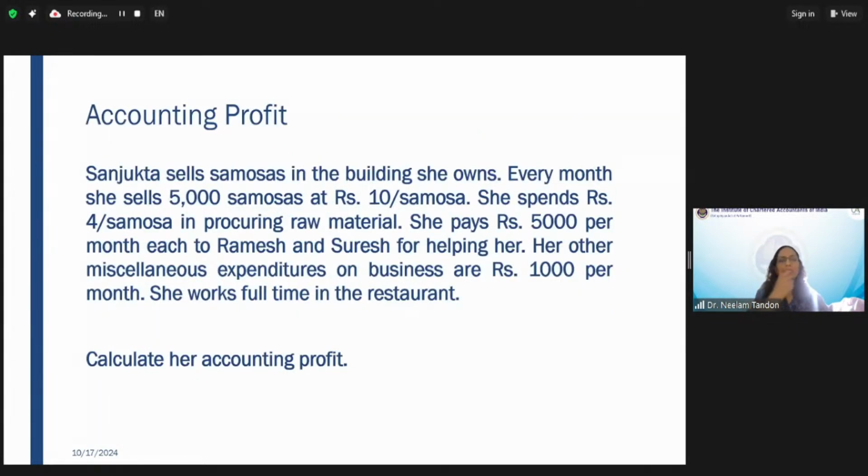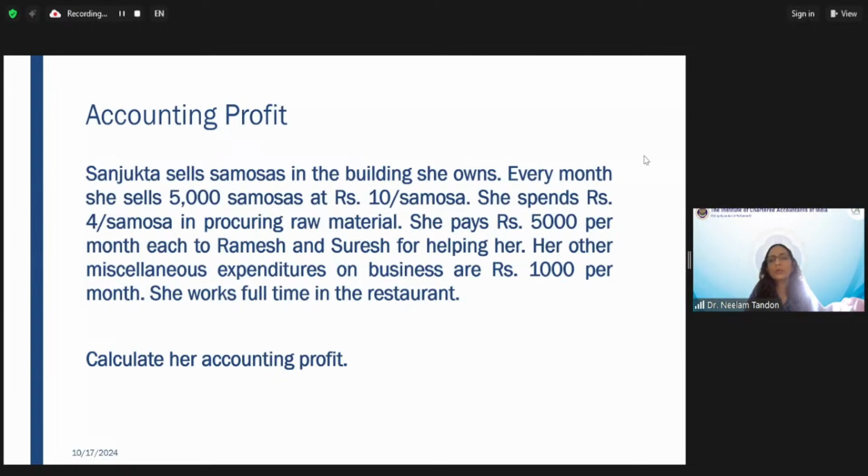So, for example, we see in this case, this girl Sanjukta sells samosas in the building, and she's running this samosa shop. Let's say every month she's selling 5,000 samosas at rupees 10. So how much? 50,000 she's getting. Revenue का हो गया 50,000. 5,000 samosa 10 rupees पे बेच रही है.